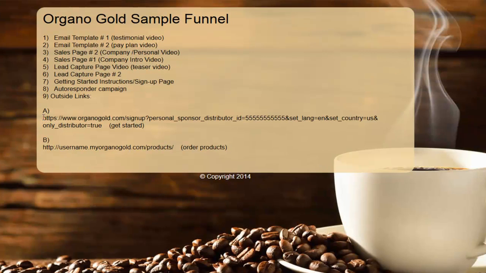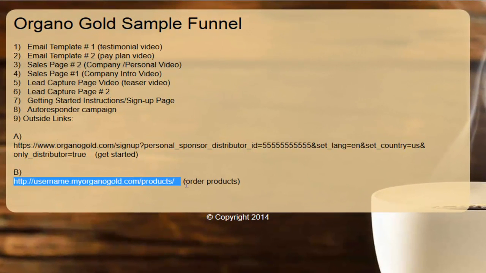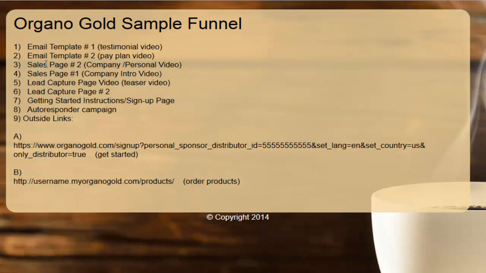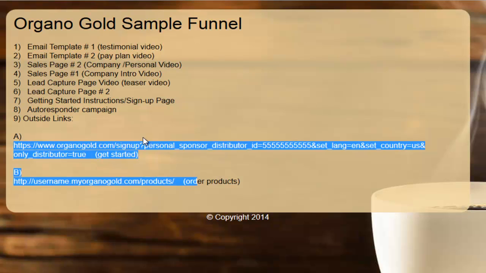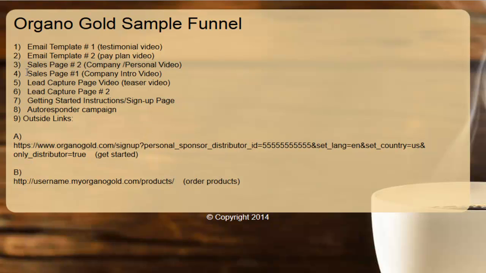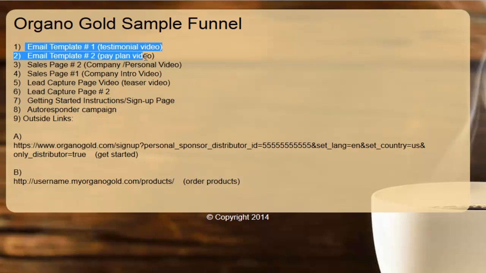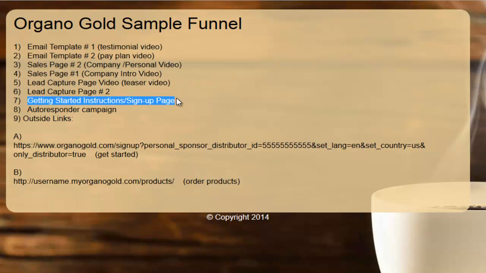So far we have found and entered the outside website URLs in the companies you promote section. We created sales page 2, linking to both of those URLs. We also created sales page 1, a couple of autoresponder email templates, and also the getting started instructions page.